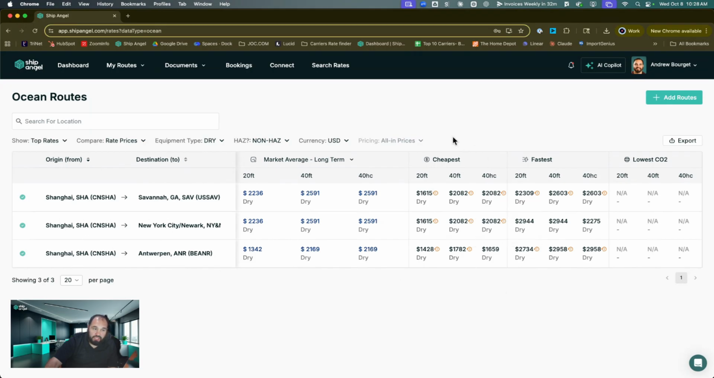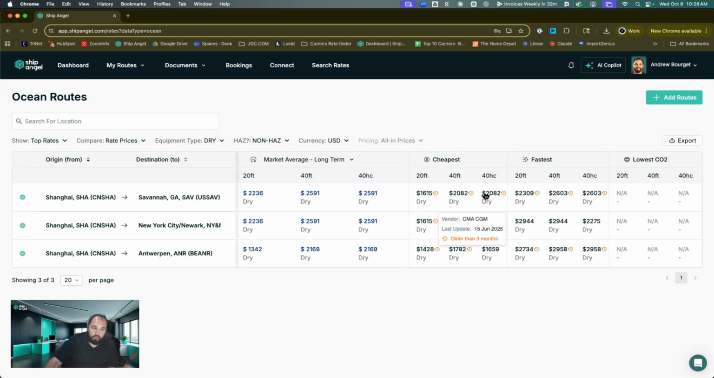And what I'm able to see here is cheapest, fastest, lowest CO2 option. We don't have CO2 turned on for every customer. If CO2 is something you make decisions on, and you want to use carriers that have a lower CO2 footprint, we can provide you that data and show it to you as well. From here, I can make quick decisions.